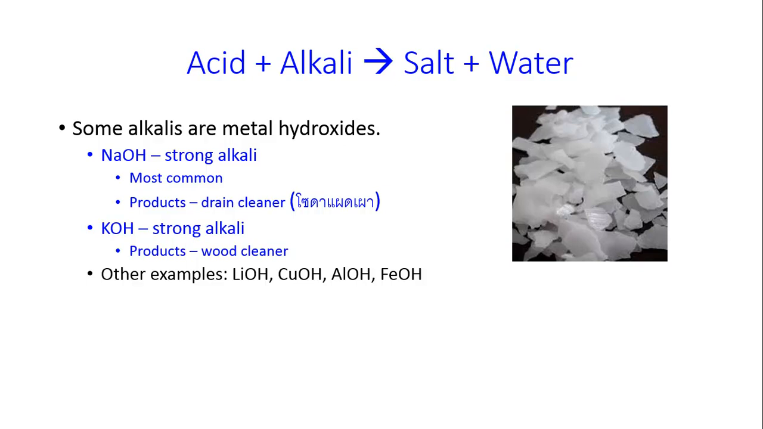And the main product for sodium hydroxide is drain cleaner, sometimes called soda. Another strong alkali is potassium hydroxide, and a product for that is wood cleaner. And a few other examples, we have lithium hydroxide, copper hydroxide, aluminium hydroxide, and iron hydroxide. The hydroxide is the OH on the end of the name of the molecule.